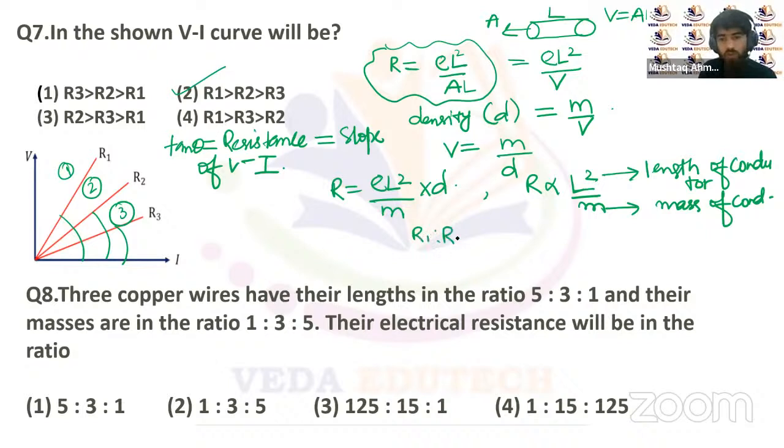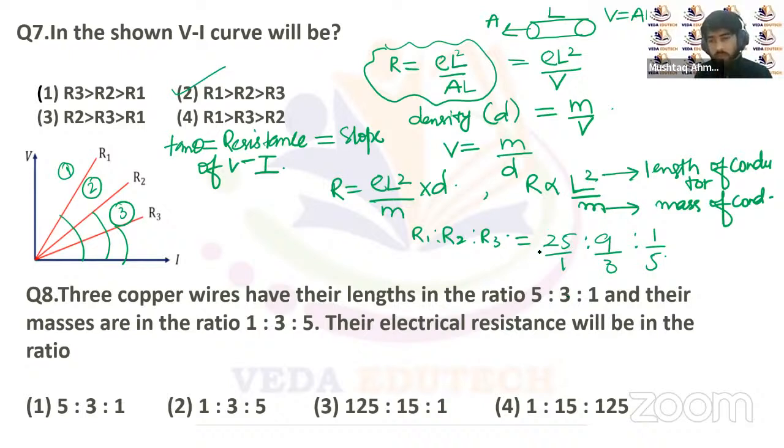So R1 : R2 : R3 will be equal to L square upon M. So their ratio we can calculate, that will be equal to 25 over 1, then 9 over 3, and 1 over 5. So this will be the ratio between the resistances, right?